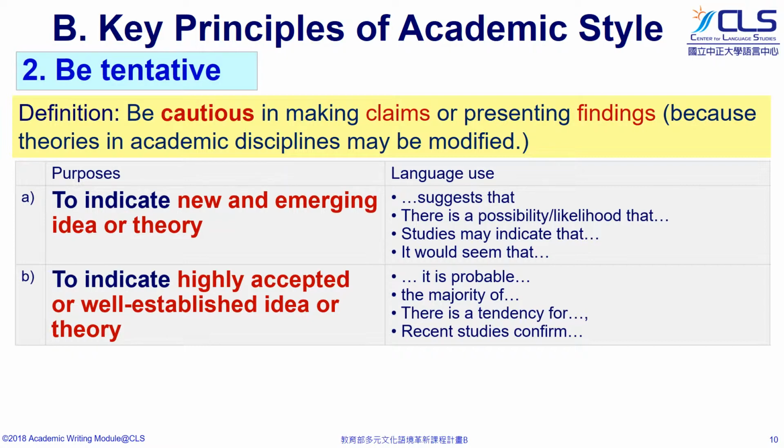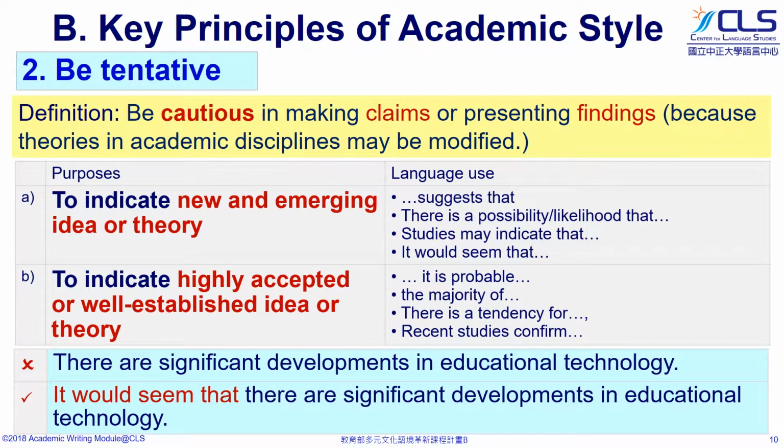To indicate a new and emergent idea or theory, we can use suggest that, there's a possibility that, studies may indicate that, it would seem that. And to indicate a highly accepted or well-established idea or theory, we can use it is probable, the majority of, there's a tendency for, recent studies confirm. So, as we can see from the sentences, it would seem that is used when indicating a new and emergent idea or theory to be tentative.